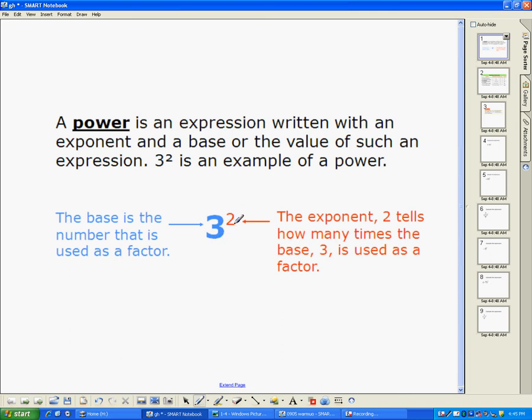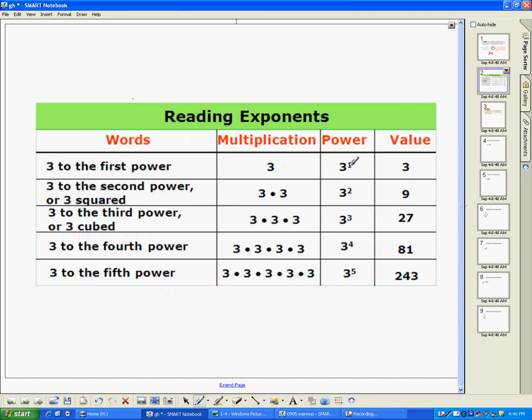So this is the exponent, and it tells us how many times we're going to multiply this by itself. So 3 to the power of 2, or 3 squared, means that there are 2 3's being multiplied. So that's 3 times 3. So just to go over some of them, if you have 3 to the power of 1, that means that there is 1 3, which has a value of 3. 3 to the power of 2, or 3 squared, means that there are 2 3's, which has a value of 9.